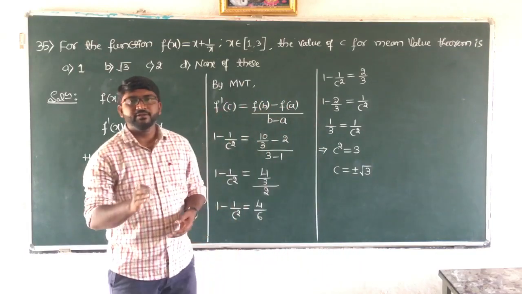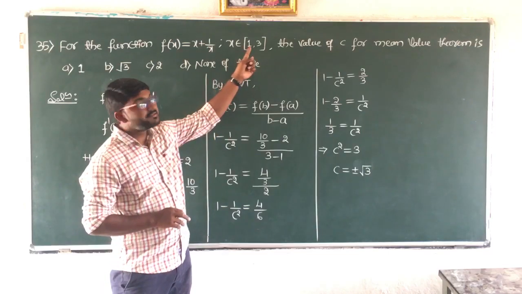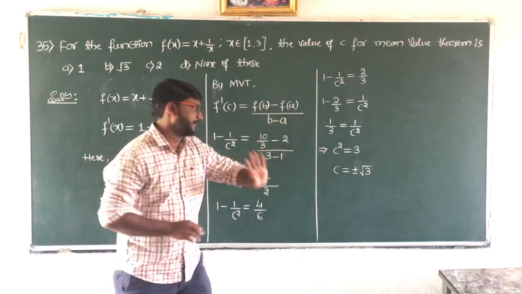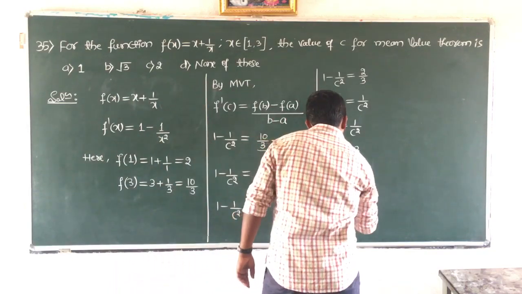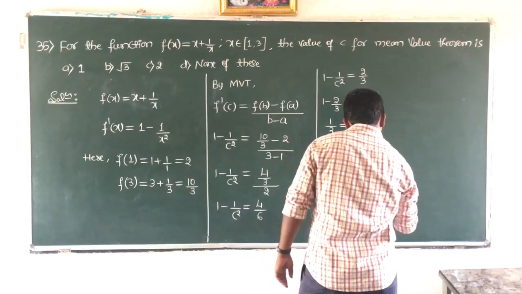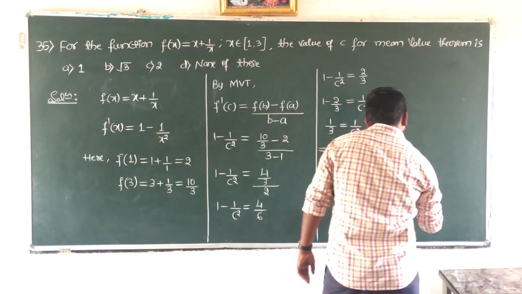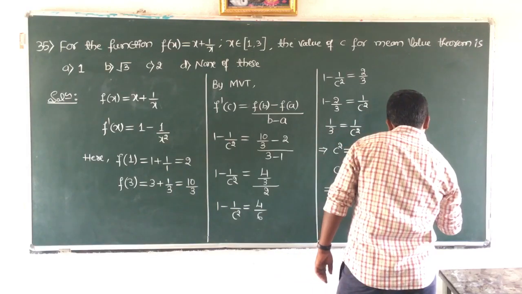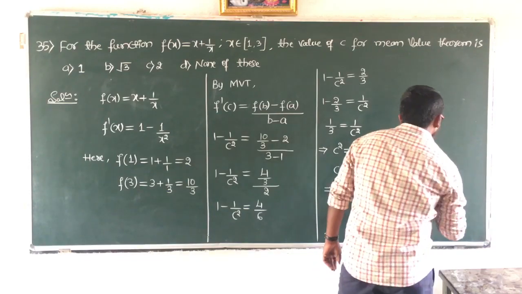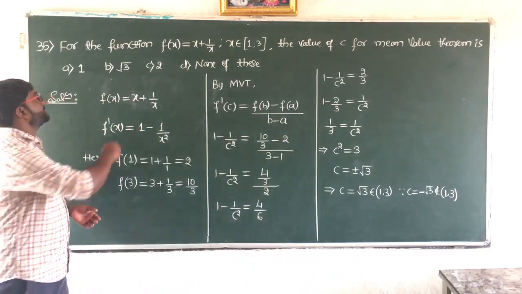So we have two values of c now. Which one do we have to select? Look at the interval, 1 to 3. That means we should not consider the negative value of c here. This implies c is equal to root 3, which belongs to the open interval 1 comma 3, since minus root 3 does not belong to the open interval 1 comma 3. That is why we have considered the positive value. So the answer is option B.